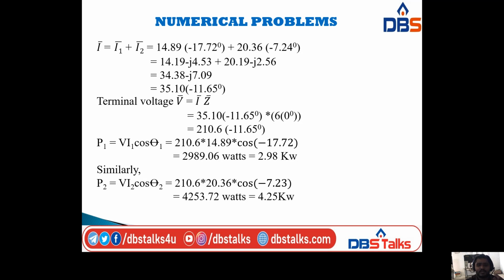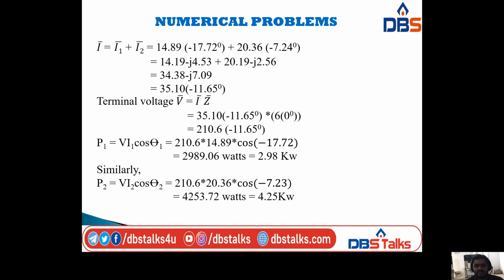So please convert these polar forms into rectangular form. So the rectangular form of I1 is 14.19 minus J4.53 plus the rectangular form of I2 is 20.19 minus J2.56, and after simplifying this we have 34.38 minus J7.09. So for this rectangular form, please convert this into polar form. We have 35.10 at an angle of minus 11.65 degrees.